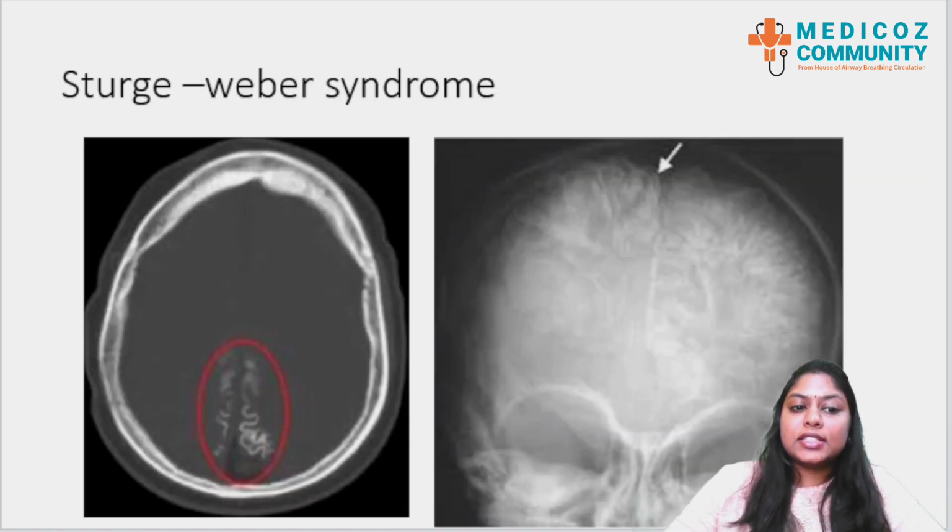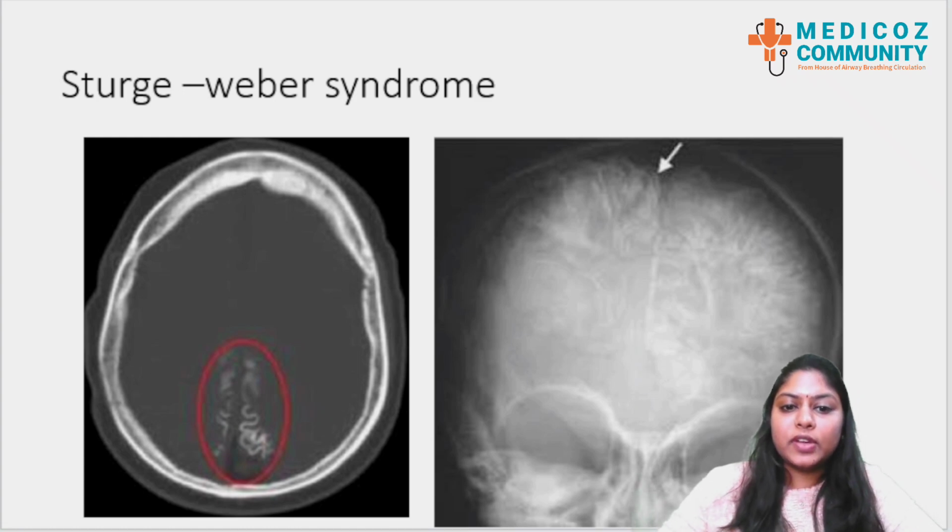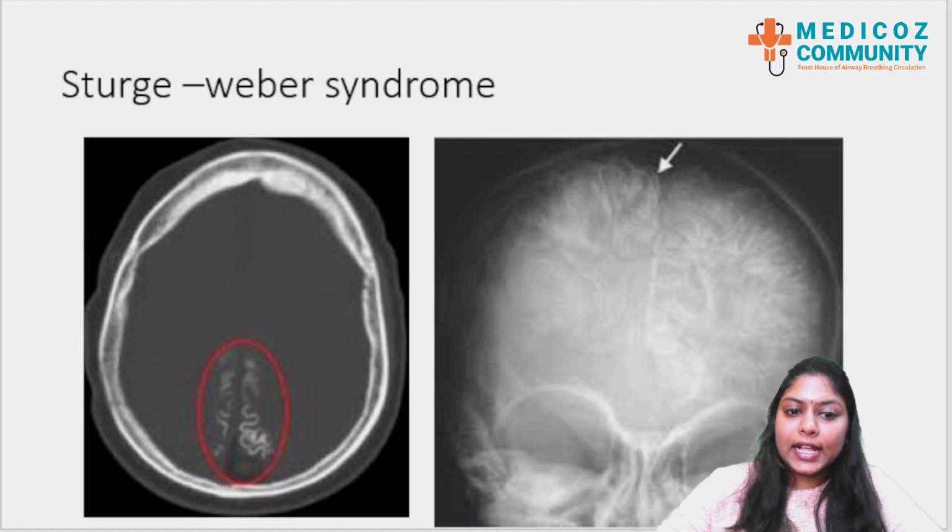Next, in CNS, there is another condition called Sturge-Weber syndrome. What happens in Sturge-Weber syndrome is that there is cortical calcification seen, which gives a tram track appearance. This is the tram track appearance that we are able to appreciate. So the cortical calcifications in Sturge-Weber syndrome are also called tram track.